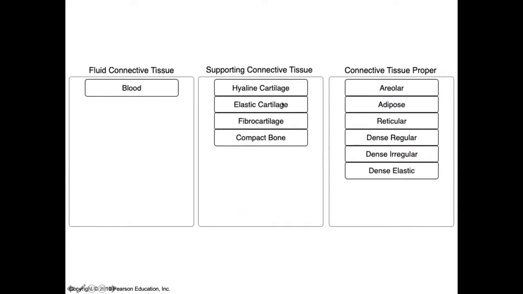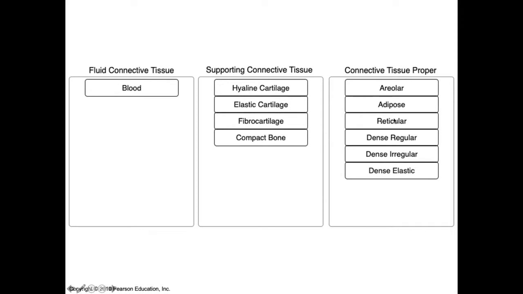Another way I've seen it show up on some past quizzes, again, it's just drag and drop. So where would we put blood? That's under fluid connective tissue. Where do we put hyaline cartilage, elastic cartilage, and fibrocartilage? That's supporting connective tissue along with compact bone.